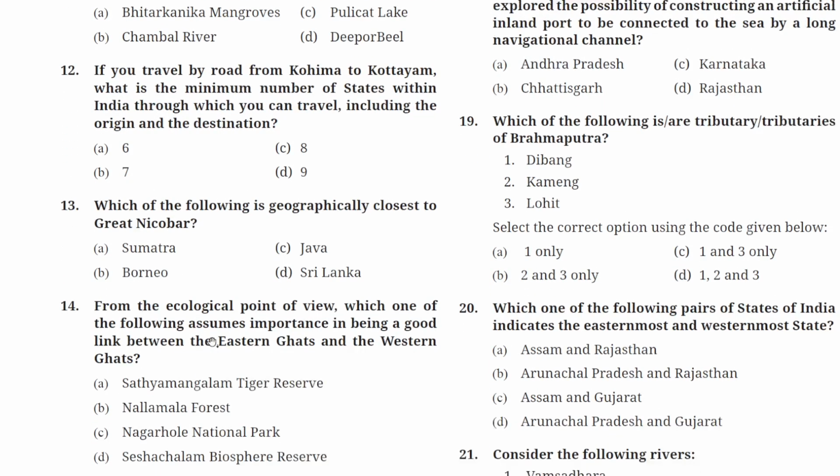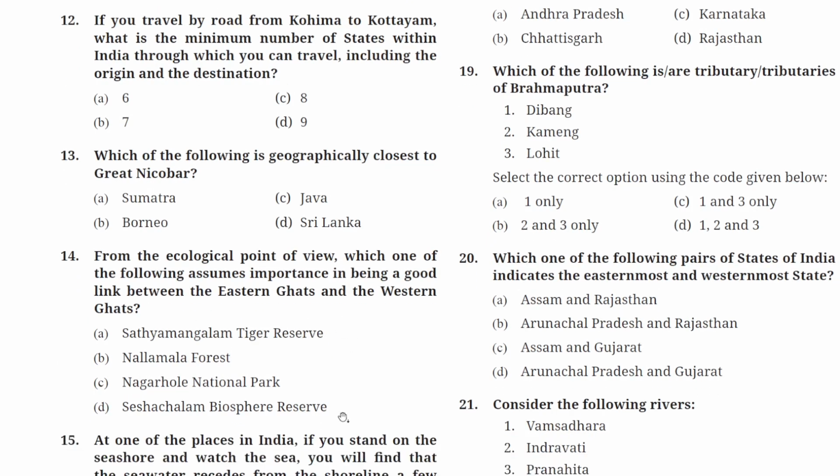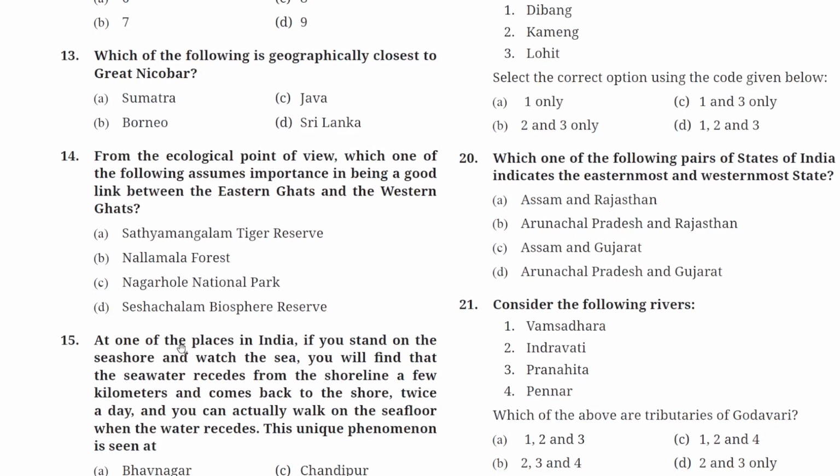Question 14. From the ecological point of view, which one of the following assumes importance in being a good link between the Eastern Ghats and the Western Ghats? The good link is Satyamangalam Tiger Forest, because the Satyamangalam Tiger Forest range is a significant wildlife corridor in the Nilgiri Biosphere Reserve. It is located in the Erode district of Tamil Nadu. The reserve also adjoins four other protected areas: Biligiriranga Swamy Temple Wildlife Sanctuary, Sigur Plateau, Mudumalai National Park, and Bandipur National Park. So the answer is Satyamangalam Tiger Reserve. Question number 14, answer is A.